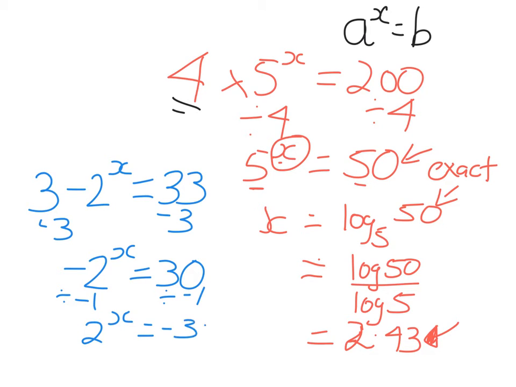equals negative 30. Now, as I explained to you yesterday, not all exponential equations have a solution. This one here has no solution. So I put DNE for does not exist, because you cannot raise 2 to any power to get a negative number. So this one does not have any solution. If you tried to put it on your calculator, you would get an error. So please be aware of that.